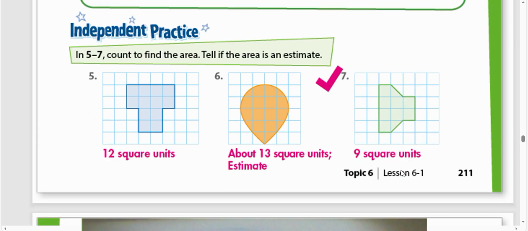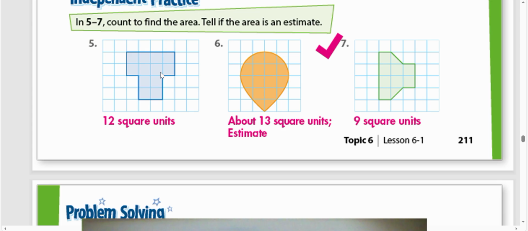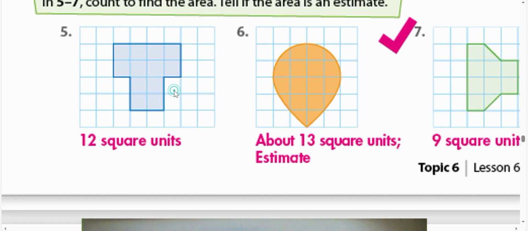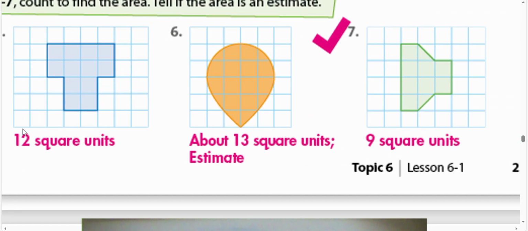Want to find the area here. We have this polygon. We can find the area by counting the squares inside it. It's nearest to exactly 12 square units. But about this balloon here, what will we estimate? 13. Count with me: 1, 2, 3, 4, 5, 6, 7, 8, 9, 10, 11, 12, 13. Nearest to 13 square units.